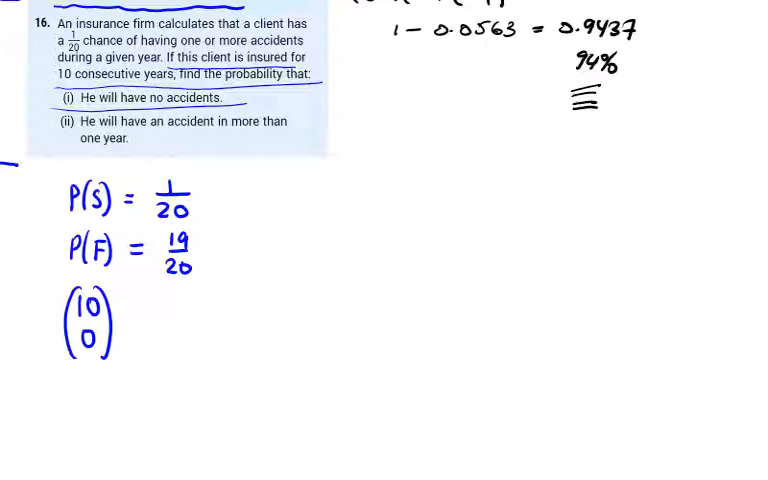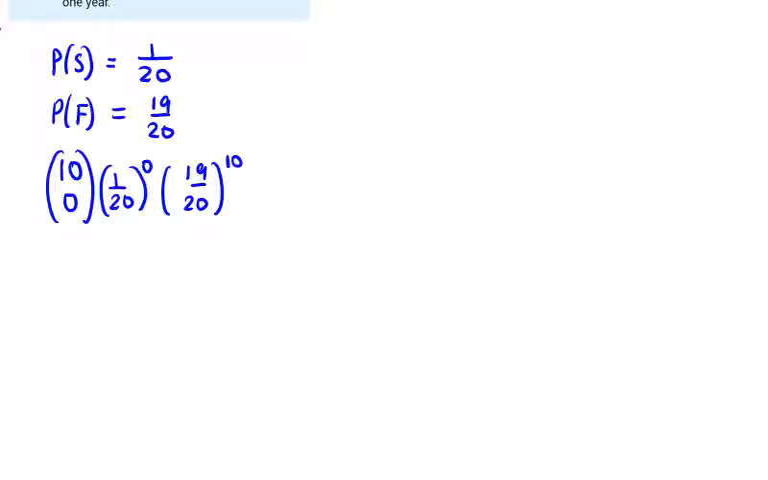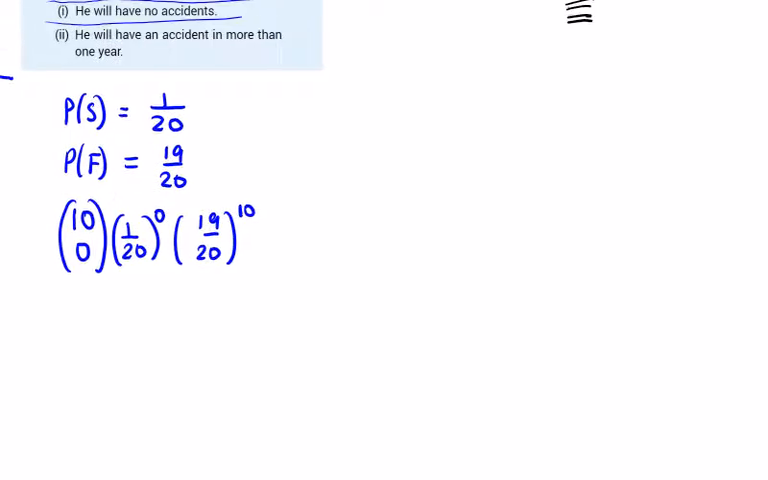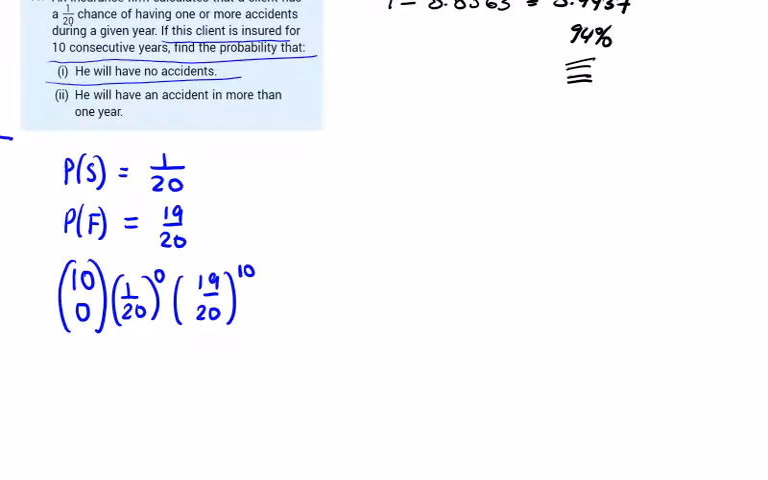So you're saying he's had no successes. So 1 over 20, no accidents, to the power of 0. But we should probably have reversed these around. 19 over 20 to the power of 10, so it's just 19 to the power of 10 over 20 to the power of 10. And that rounds off to be 0.5987. So a 59.87% chance he will have no accident.